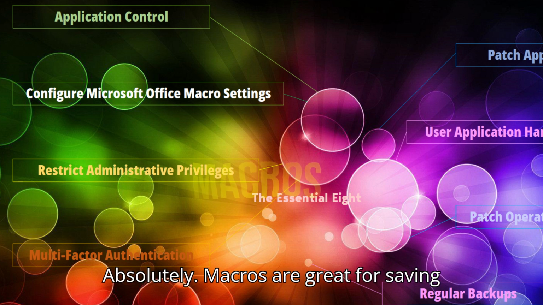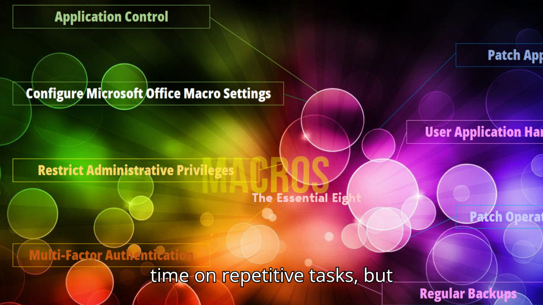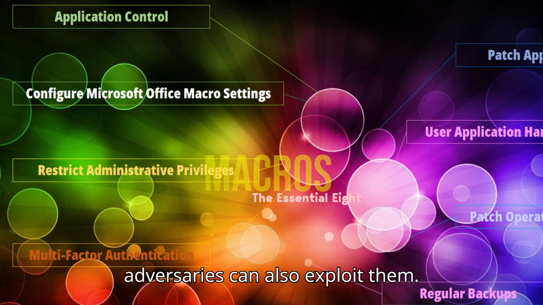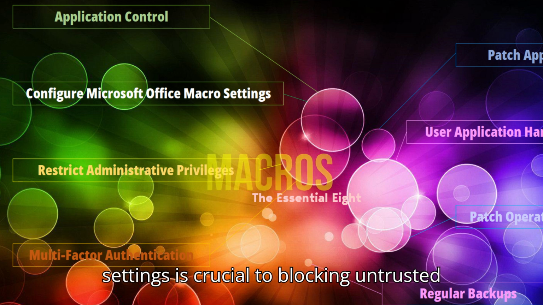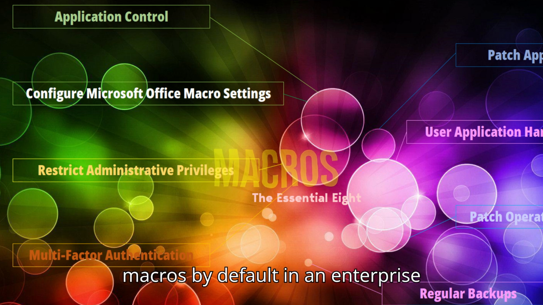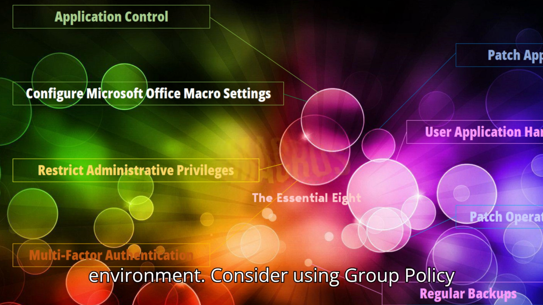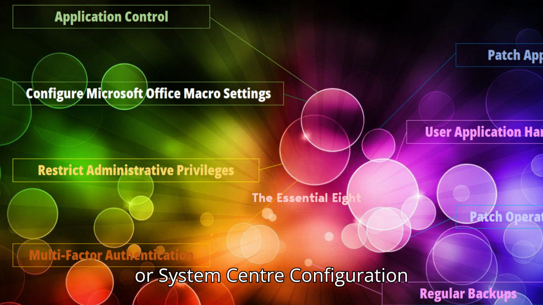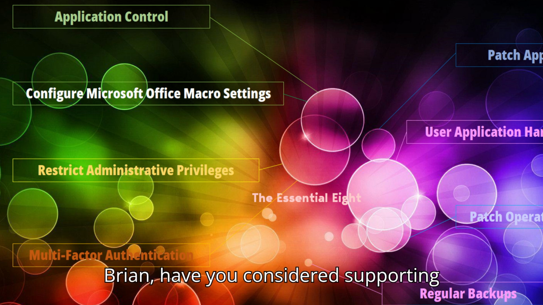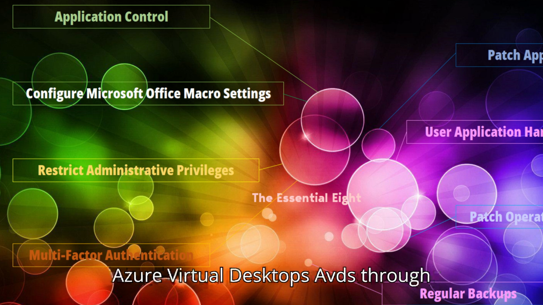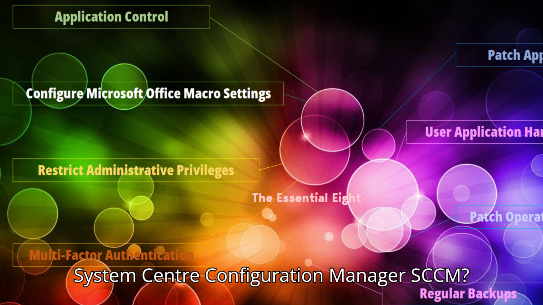Let's talk about macros, those sneaky little scripts that attackers love to exploit. Absolutely. Macros are great for saving time on repetitive tasks, but adversaries can also exploit them. Setting up Microsoft Office macro settings is crucial to blocking untrusted macros by default. In an enterprise environment, consider using Group Policy or System Center Configuration Manager, SCCM, to ensure these settings are consistently applied across the board.